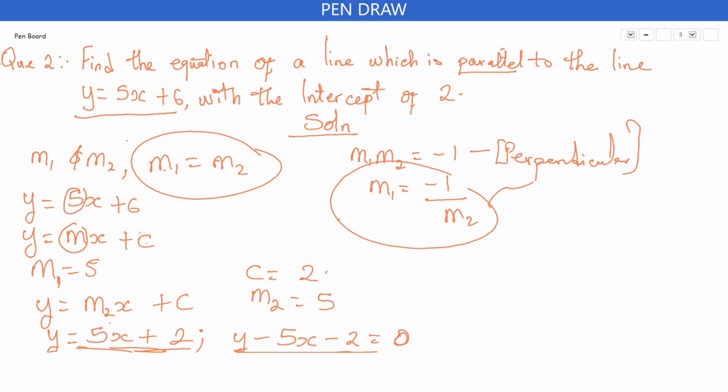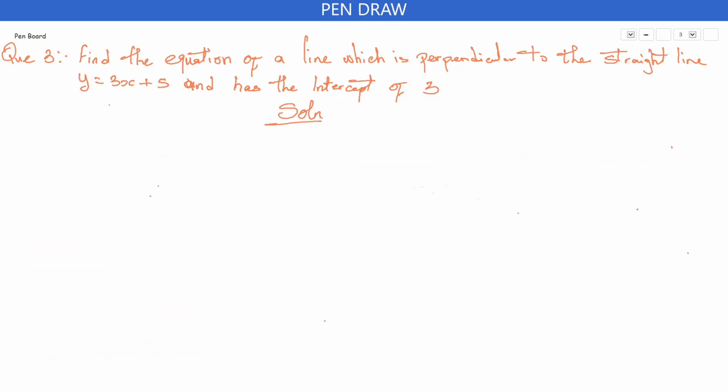So let's take another example on this. Okay, now let's look at this question again. They ask us to find the equation of a line which is perpendicular to the line given and has an intercept of 3. So how do we solve this? Very easy. Since we know that if we have two lines with slopes m1 and m2 and they are perpendicular to each other, we already know that our m1 will be the negative inverse of m2. Do you understand?